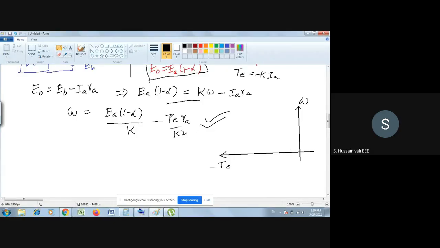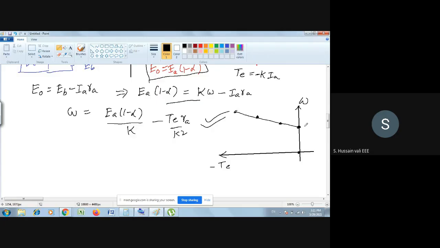So 0 is the maximum value, and after that you have all negative values. If T is 0, then you will get some value of EA, so I will take this point here. Then if I increase the negative value, this value will get added up, because T is minus, so minus and minus becomes plus. So we get a point here, another here, and another here. You find the graph like that. This is for one value of alpha.